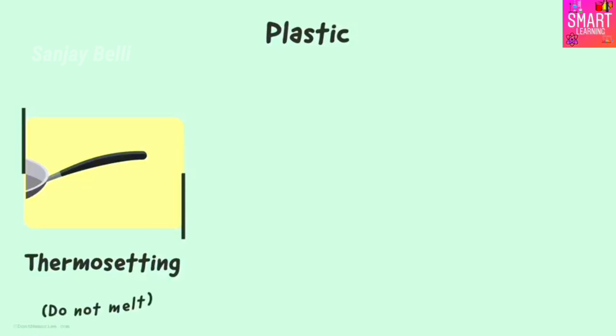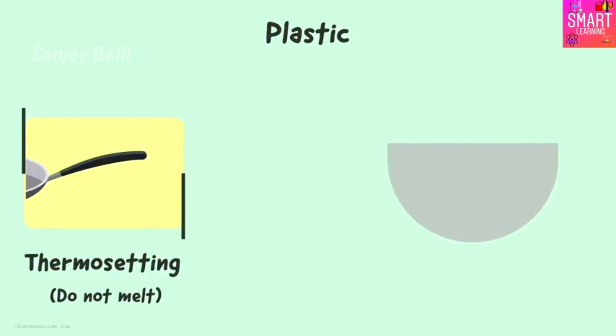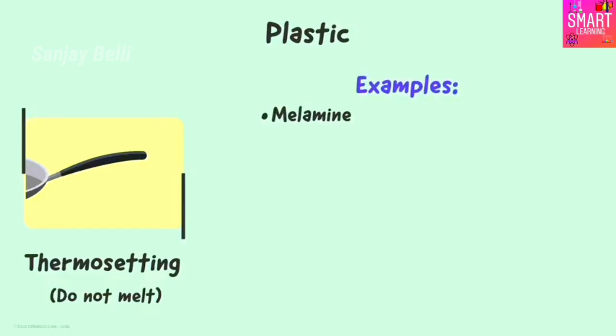Thermosetting plastics are those which do not melt on heating. While manufacturing the particular article, when the plastic is cast into the mold, it takes up the form permanently. It cannot be remolded later. The two most commonly used examples of thermosetting plastics are melamine and bakelite. And where are they used?